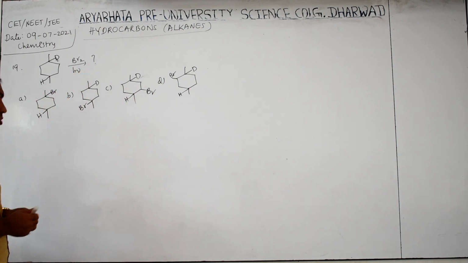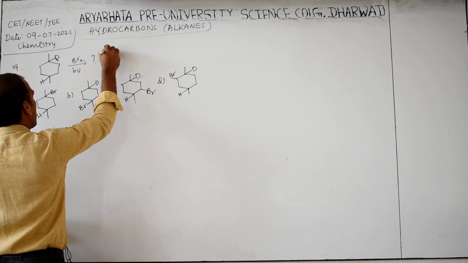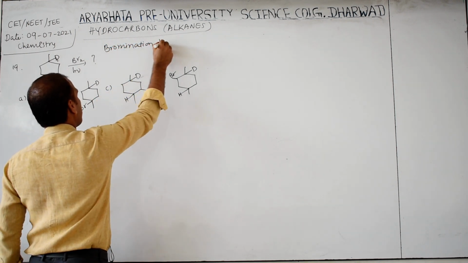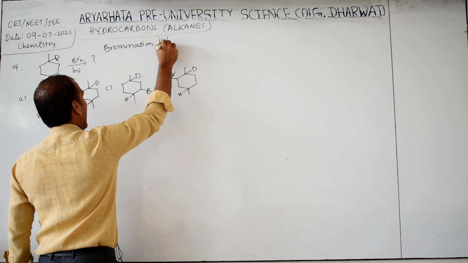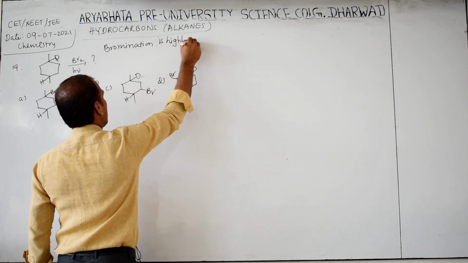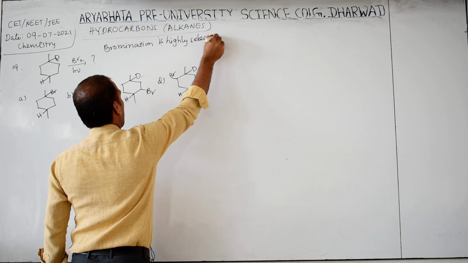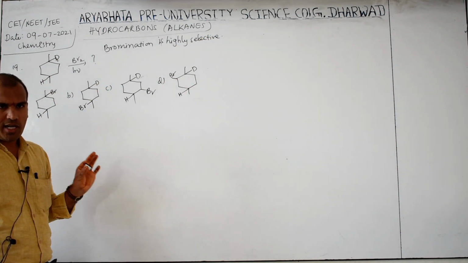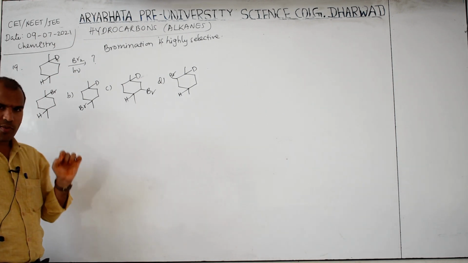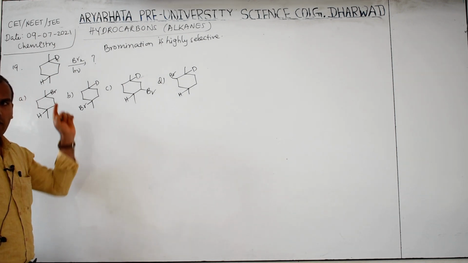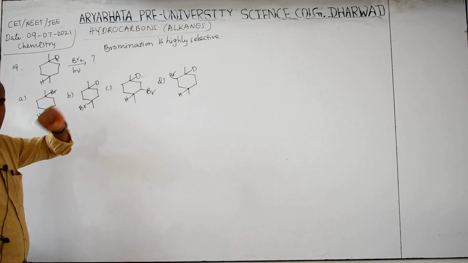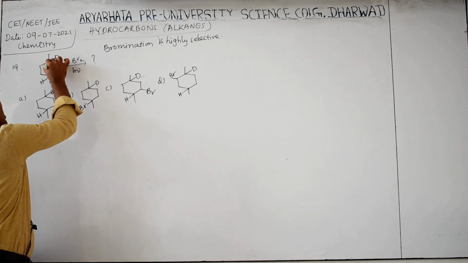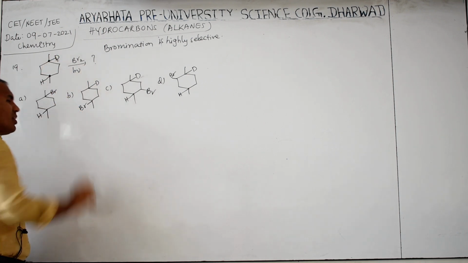Bromination is highly selective. This point you have to note down. Bromination is highly selective. It means the reaction takes place at tertiary carbon. It means the hydrogen is replaced with the bromine at tertiary carbon. Then here how many tertiary carbons are there? Two tertiary carbons are there. This is also tertiary, this is also tertiary.